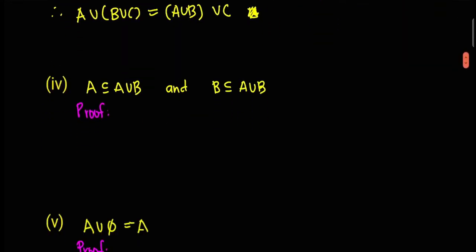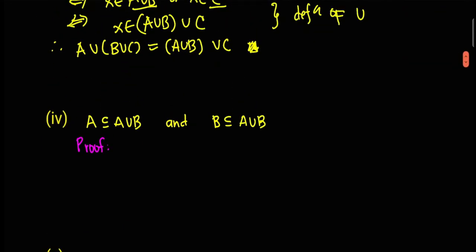Another property: A is a subset of A union any set B. Similarly, B is a subset of the same union. We will prove the first one and we will leave the second one as an exercise. Exercises are good practice for you to reinforce the concepts we learned here.